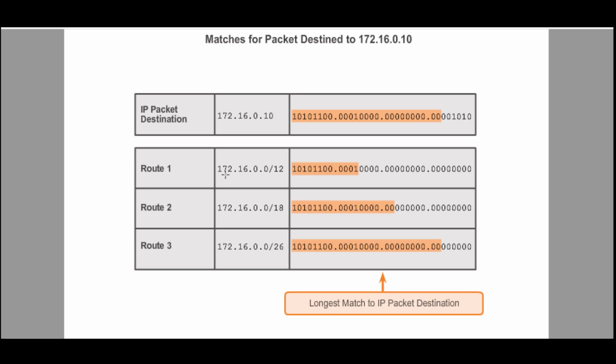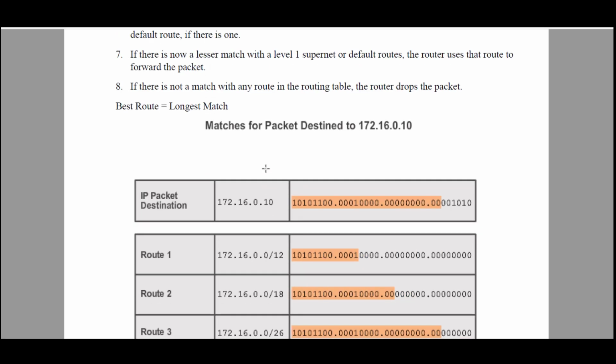Now, the first route: 172.16.0.0/12. That means they reduced something. So what type of route is it? They have done supernetting, they have not done subnetting. They used supernet. What type of route is it? Just now we discussed.